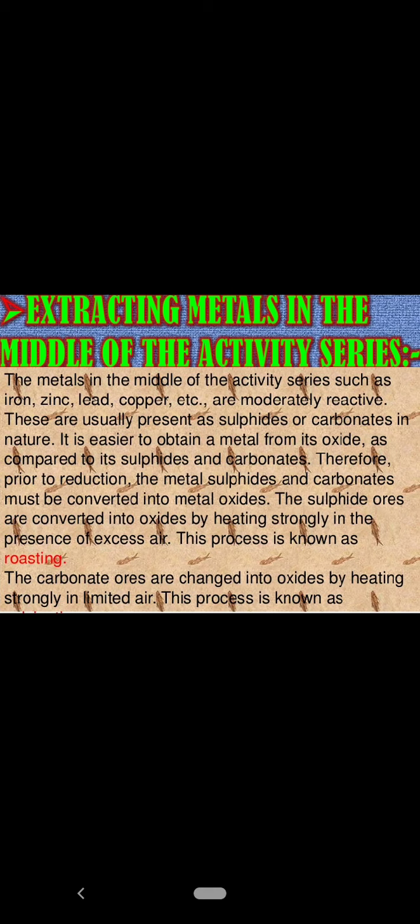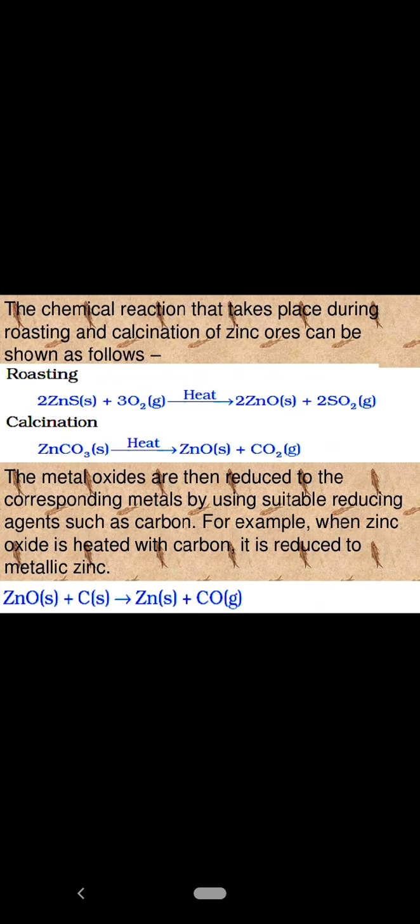The chemical reactions that take place during roasting and calcination of zinc ores can be shown. When two molecules of zinc sulfide react in the presence of air, or when we heat it, we get zinc oxide along with sulfur dioxide. Calcination is meant for metals in the form of carbonates, while roasting is used for metals in the form of sulfides. In calcination, zinc carbonate is heated in limited air, and we get zinc oxide and carbon dioxide gas.